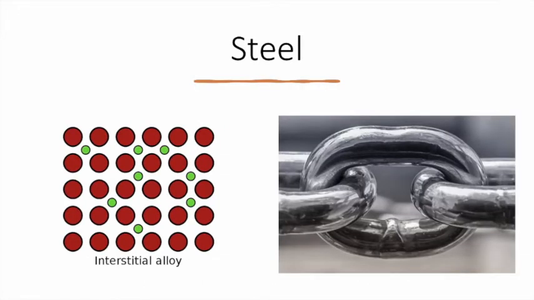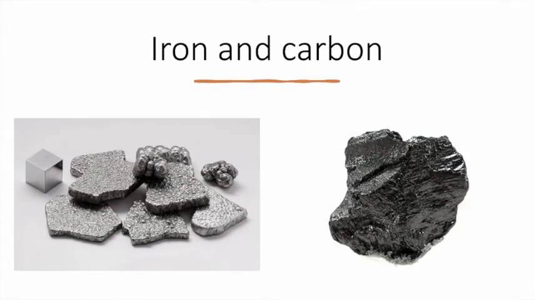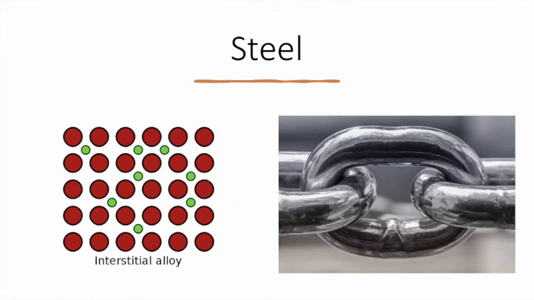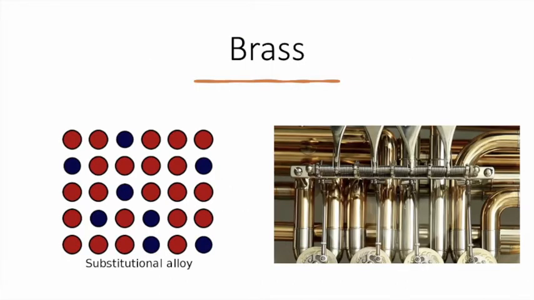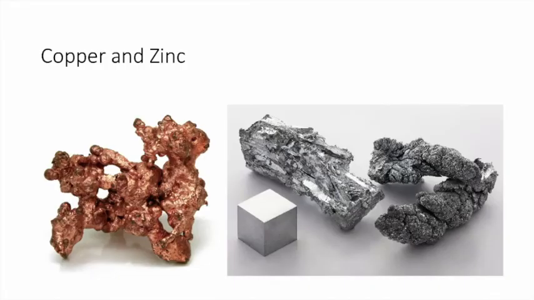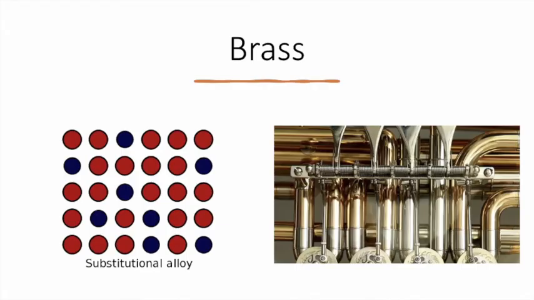Steel is an example of an interstitial alloy formed from iron and carbon. The tiny carbon atoms fit in the spaces between the much larger iron atoms. Substitutional alloys form between atoms of similar radii, where one atom substitutes for the other in the lattice. One example of a substitutional alloy is brass, which is formed from a mixture of copper and zinc. You can see that copper and zinc atoms are similarly sized.